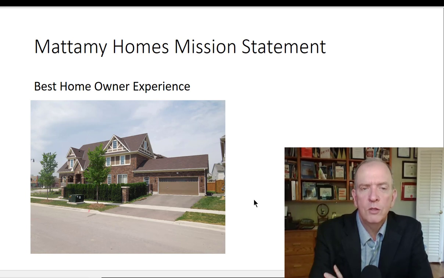On the other hand, best homeowner experience means you built them a house that met their expectation and met their value expectation for what you were going to do. So that means you have to do a lot of things to satisfy that.